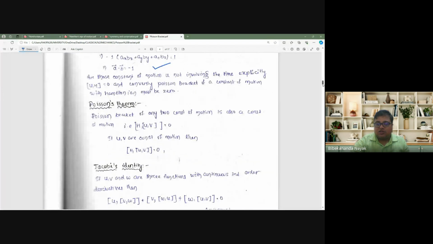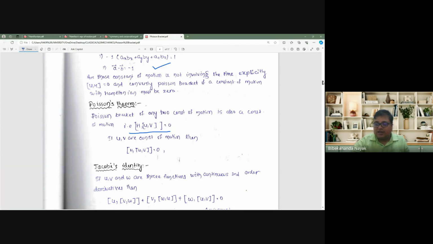Another thing, Poisson's theorem. The Poisson bracket of any two constants of motion is also a constant of motion. If u, v are constants of motion, that is, the Poisson bracket of H, u is 0 and the Poisson bracket of H, v is 0, then obviously the Poisson bracket of H with the Poisson bracket of u, v is equal to 0. Okay, this is known as Poisson's theorem.